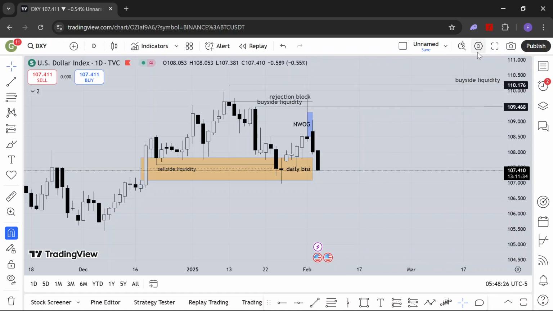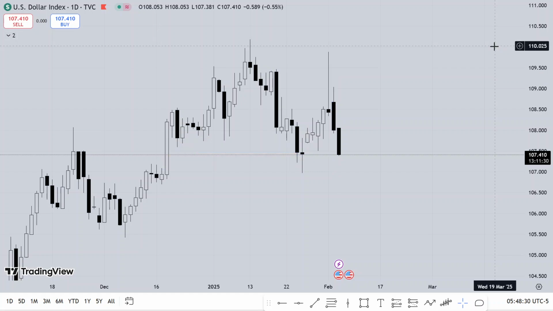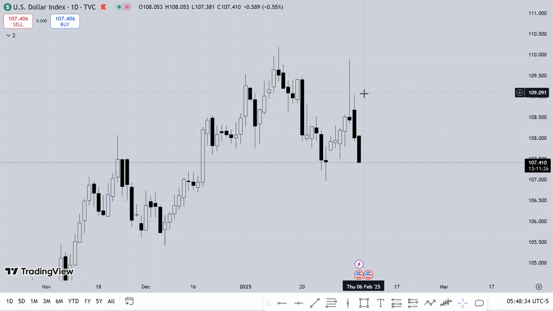All right, good morning. So, what do we have here? On the daily time frame for the dollar, we had this expansion leg on Monday's trading, this rally higher, taking out buy side liquidity resting above here and coming for this rejection block.